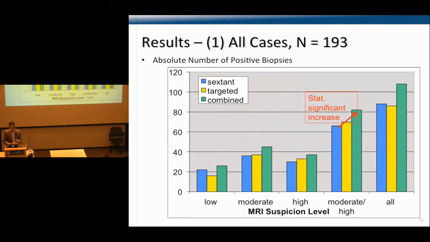If we look at the absolute number of positive biopsies, we don't see too much difference in the moderate or high suspicion. If we combine moderate and high suspicion, then we see a significant increase. In blue are the sextant biopsies, the standard of care. So we see an increase in the absolute number of biopsies. The problem is that this is really the total number of biopsies, so it's not really representative of the actual results for each patient.